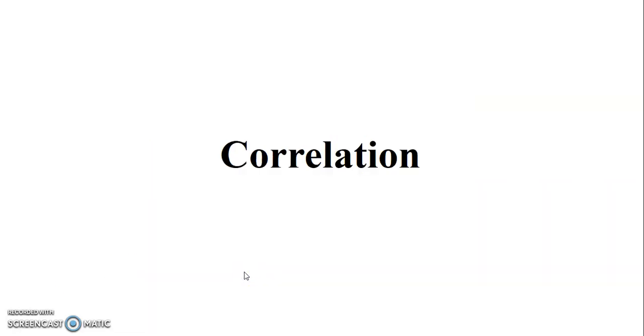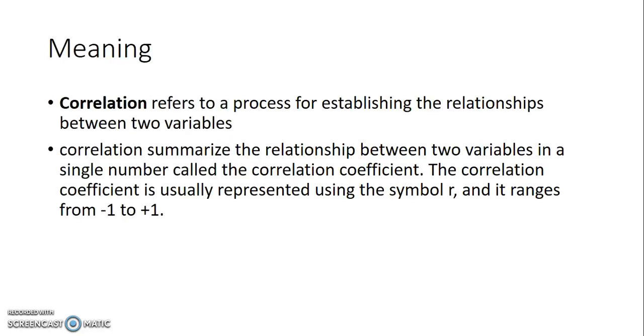In this video, we are going to discuss correlation. First, we are going to see what is correlation. Correlation refers to a process for identifying the relationship between two variables. Correlation summarizes the relationship between two variables in a single number called the correlation coefficient.